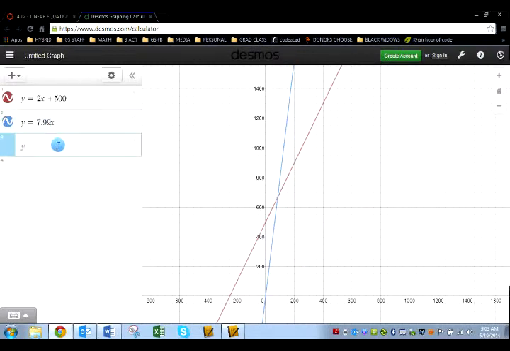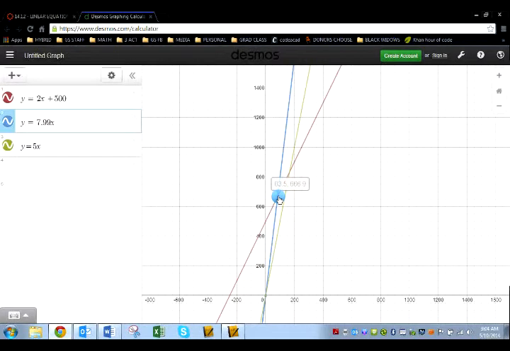Actually, let's put them side by side. There's my 5x. 5x is green. So here's my green 5x line. Remember, there's my 167 bears. My blue line is $7.99. What's that? 83.5. So that's 84 bears. 84 is a lot better than 167.